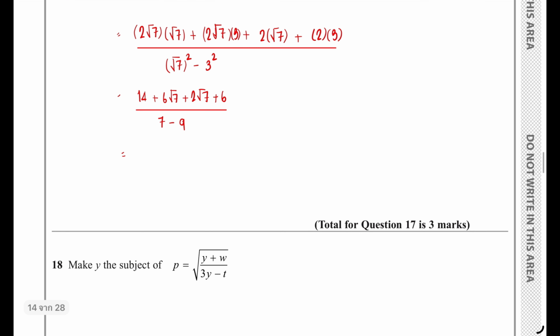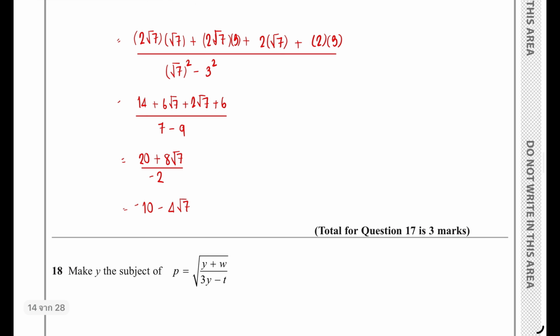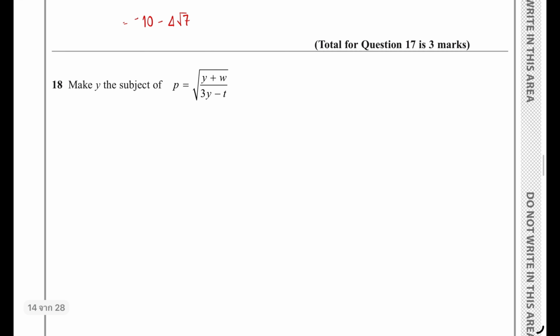So therefore we will have 20 plus 8 square root 7 over negative 2. And if we make it into the simplest form, it will be equal to negative 10 minus 4 square root 7. Then question 18.